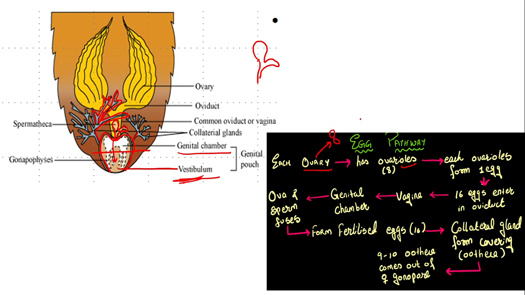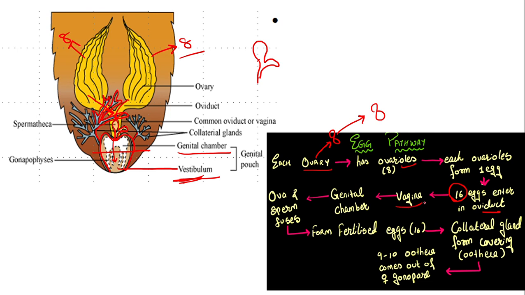So in one ovary, 8 ovarioles are present. Each ovariole is going to produce an egg. That means from one side's ovary, how many eggs will come? 8 eggs. From the other side's ovary, how many eggs? 8 eggs will be coming. So total how many eggs? 16 eggs will be entering. Okay, where? In the oviduct. 8 from here, 8 from here.